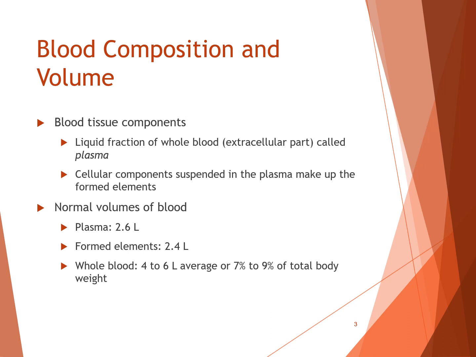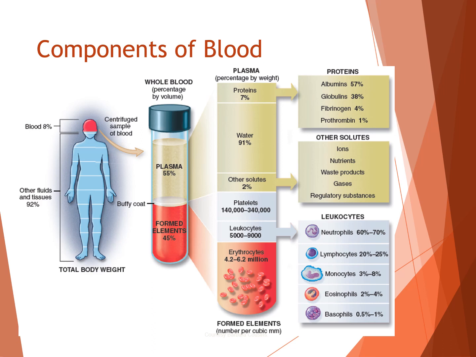Now, when I think about how much blood we have, I often picture a 2-liter bottle of soda. If you can think about having about 2.5 or 3 of those, that's about how much blood we have in our body. And that's about 7% to 9% of our total body weight. About 60 to 70% of our entire body is made up of fluids. And when we're talking about blood, that makes up about 8% of those fluids.